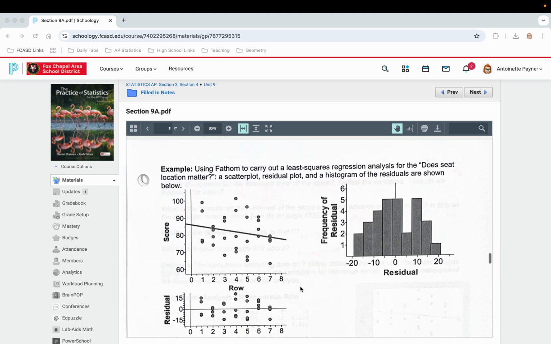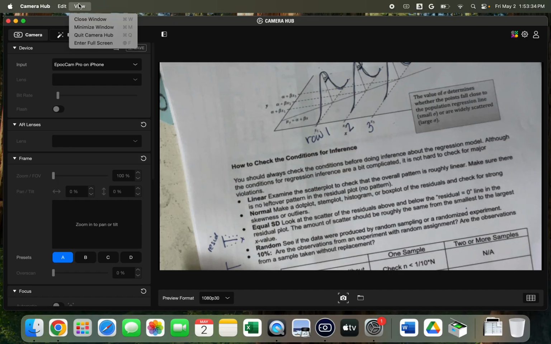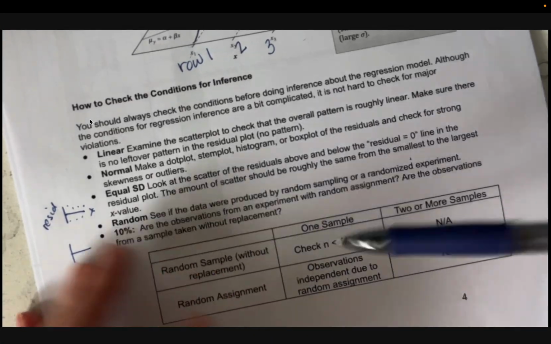Okay. All right, here we go. Let's go back here. All right. View full screen. All right. See how I said I switched it there. Okay.